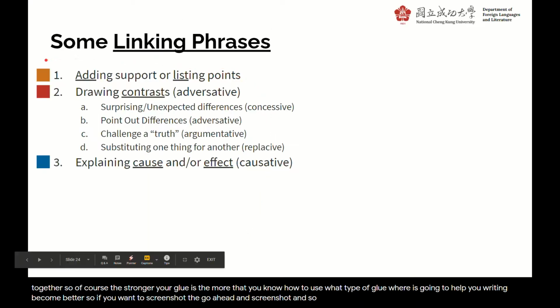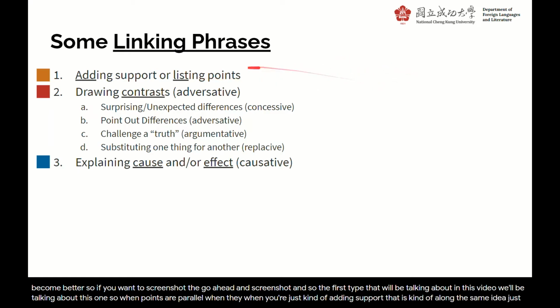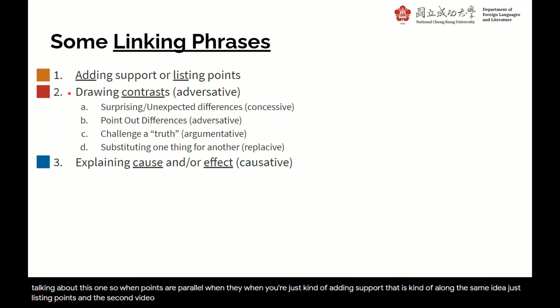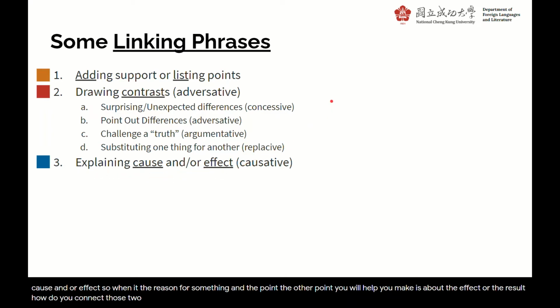And so the first type that we'll be talking about in this video is this one. So when points are parallel, when you're just adding support that is along the same idea, just listing points. And the second video will be about contrasting points, and there are different types of that. And then the third video will be about cause and/or effect. So when a point is about the cause or the reason for something, and the other point you make is about the effect or the result, how do you connect those two?